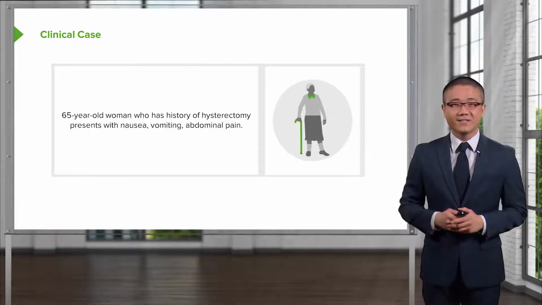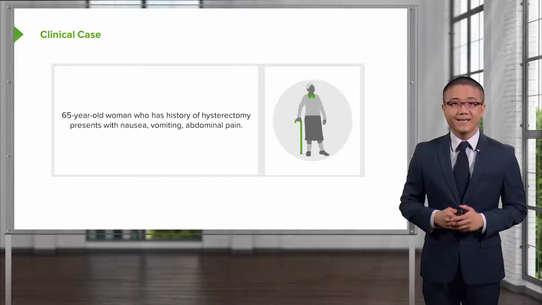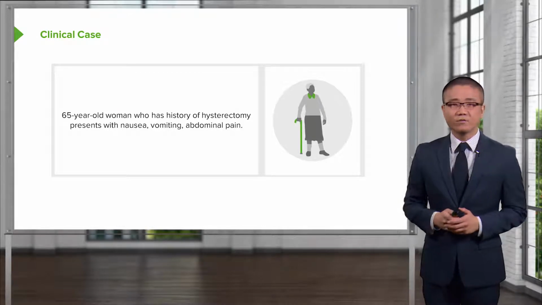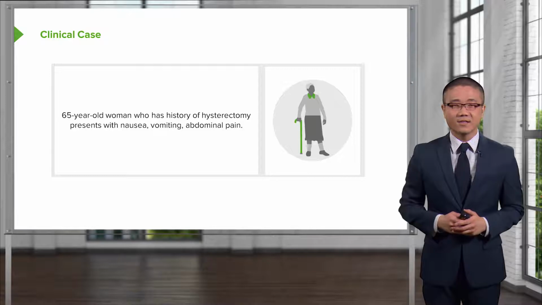You see a patient who's 65 years old who has a history of hysterectomy presenting to the emergency department with nausea, vomiting, and abdominal pain. What's on your differential diagnosis? I'll give you a second to think about it.